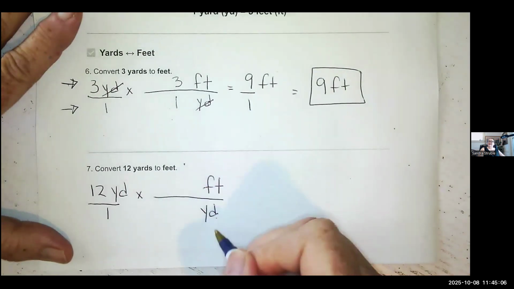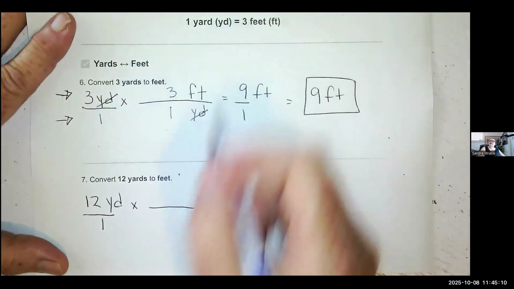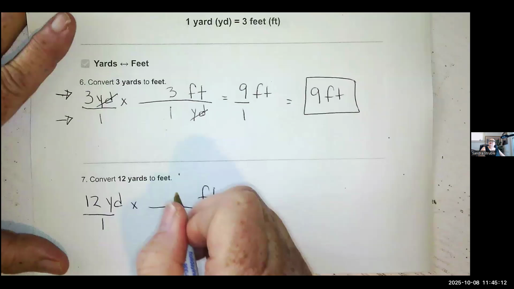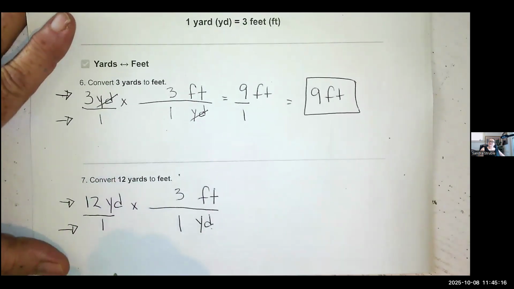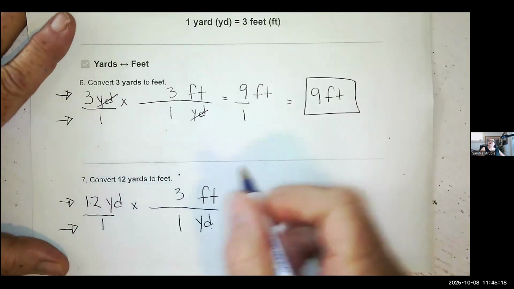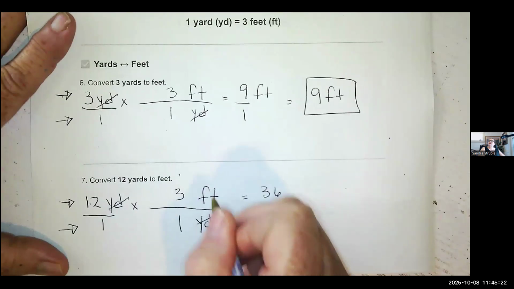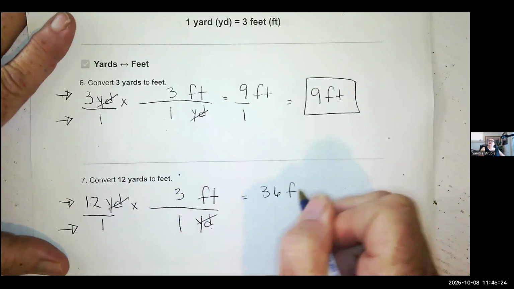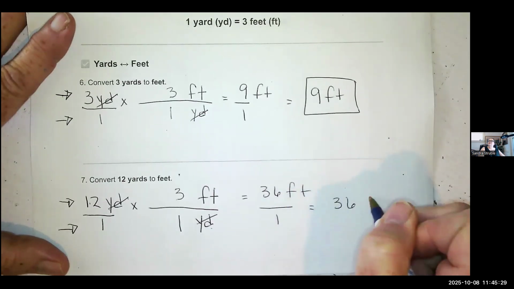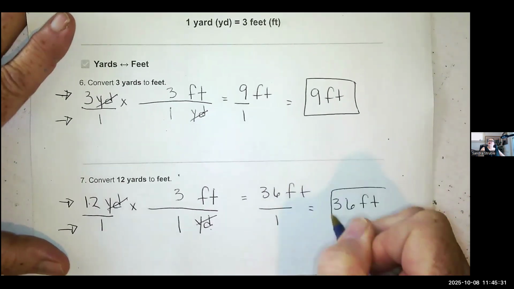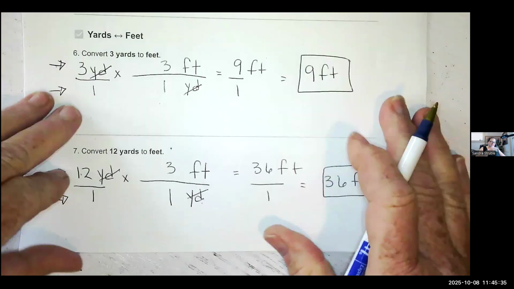Once we get our units set up, we plug in back up here, 1 yard, 3 feet, and now we multiply straight across on the top and the bottom. 12 times 3 is 36. The yards are gone. I'm left with feet. This is over 1, so if you need to write that, that's fine. But then please make sure and remove the 1 from the denominator by dividing and getting 36 feet.